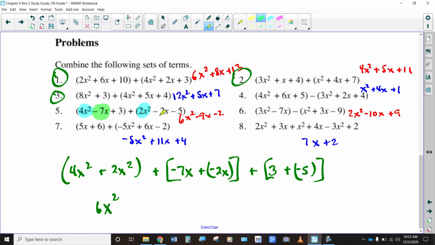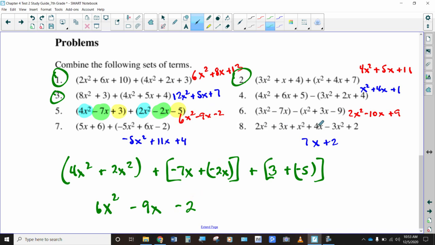Combining this guy with this guy, that's a -7x, that's a -2x, is going to give you -9x, or plus a -9x would be fine too. And then the last one to combine would be the 3 and the -5. 3 and -5 is going to give you an answer of -2, or you could say plus a -2.